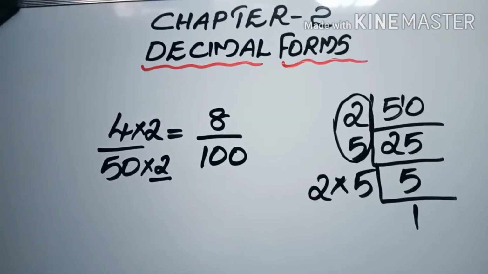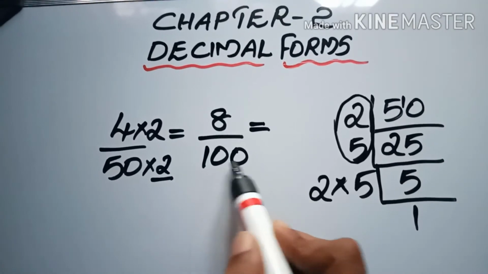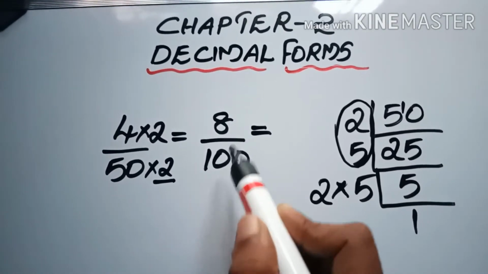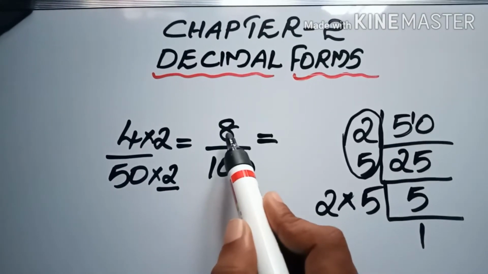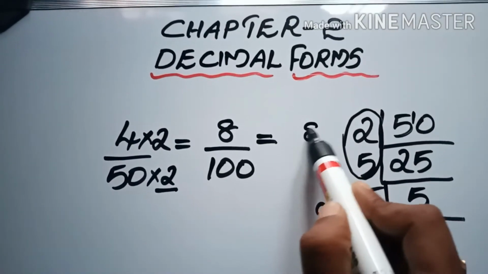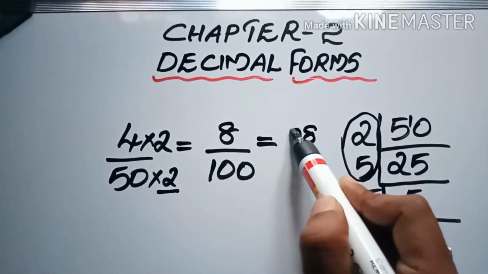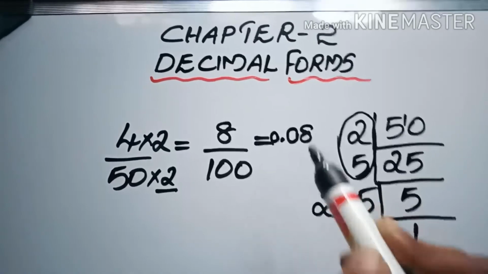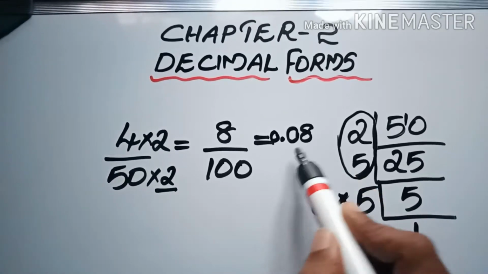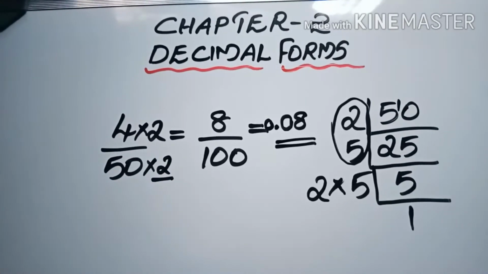So 8 by 100. What will be the decimal form? 100 means 2 zeros here. So 2 zeros means after the point we need 2 numbers. So here only one number. So first write 8. Then in order to get one more number, but no number is here, so put 0, and before that put the point. Okay, so 0.08 is the decimal form of 4 by 50.